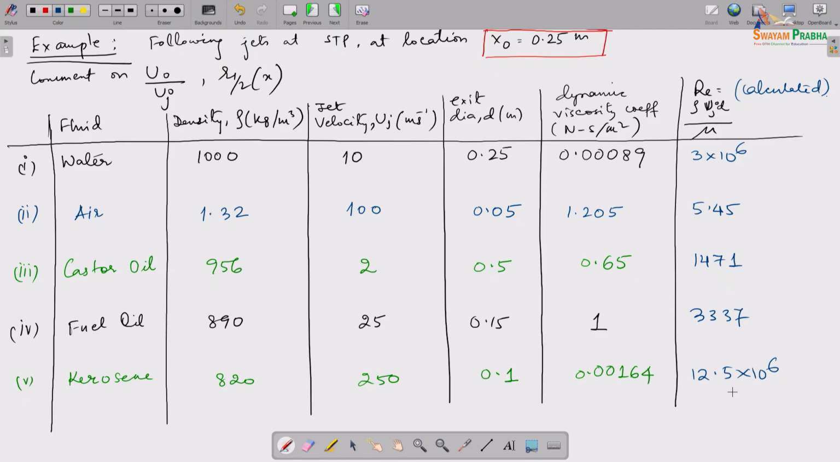Okay, so the point is that we have all these different Reynolds numbers. Then what do we expect these jets to do? Because the Reynolds numbers are so spread apart, will their behavior differ in terms of how the jet will form, how much r half will be, or how the mean centerline velocity will vary? Will that be different?